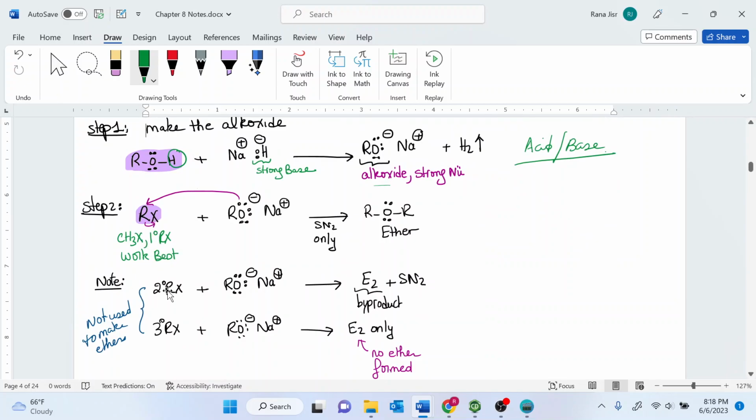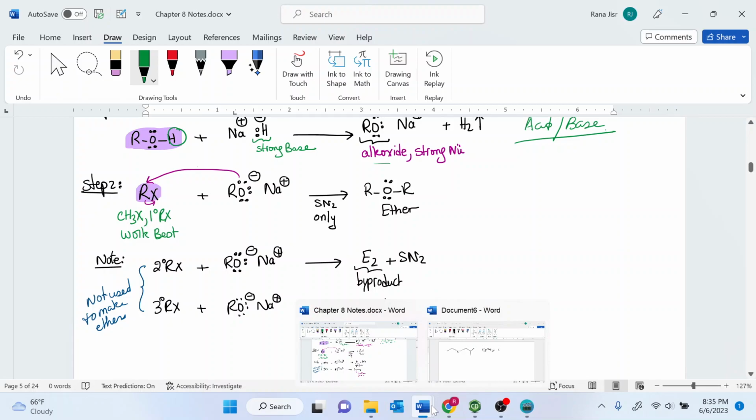Don't use a secondary. If you use a secondary, you will get the ether, which is the SN2, but you will get the E2 byproduct with it. And of course, if you start with a tertiary alkyl halide, we know that substitution SN2 does not happen with a tertiary alkyl halide, but elimination will. So you're not going to get the ether, you're just going to get your E2 product.